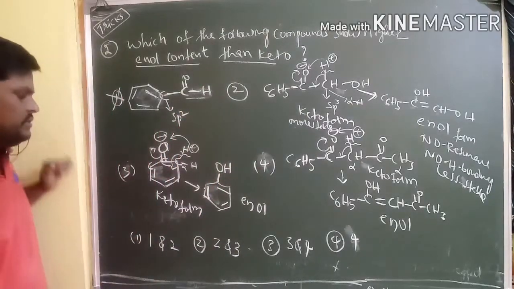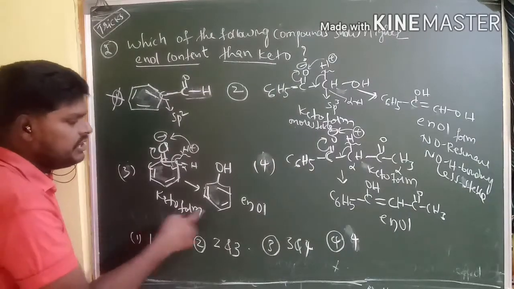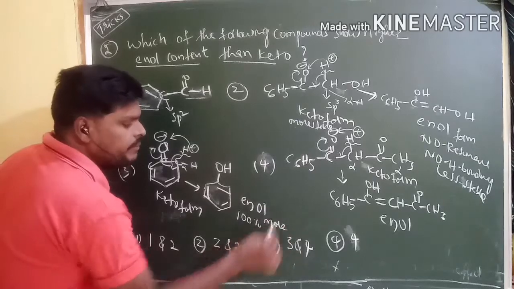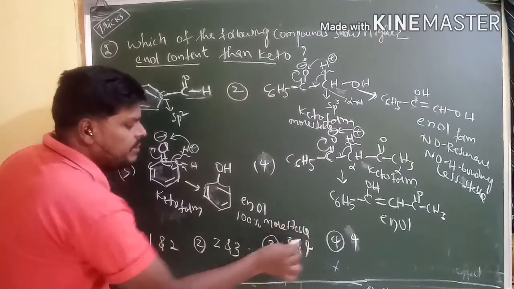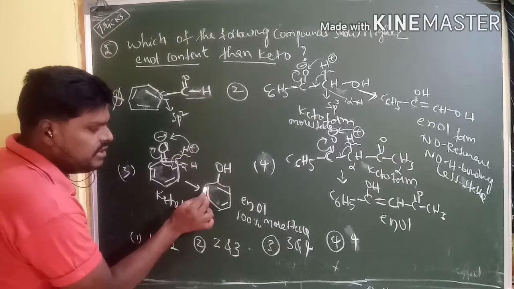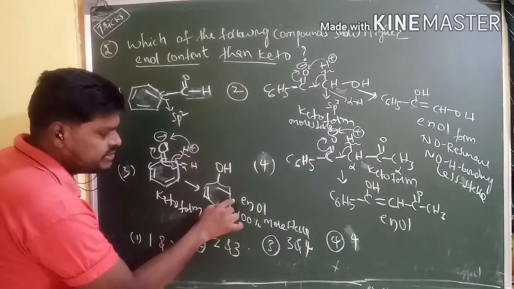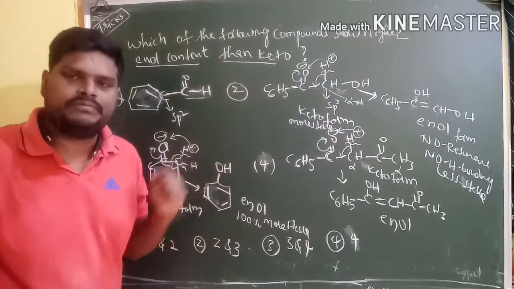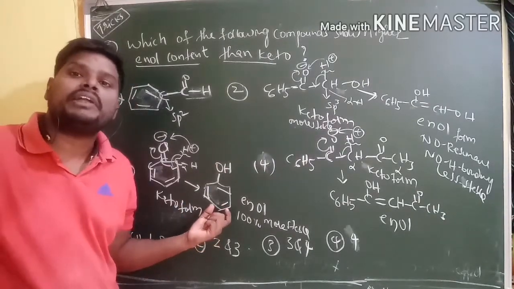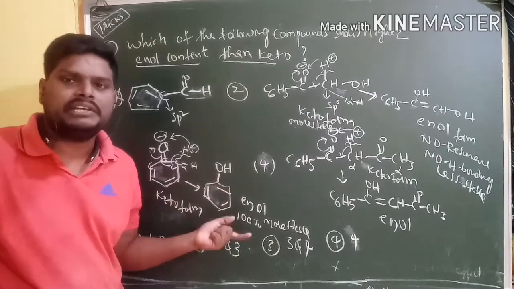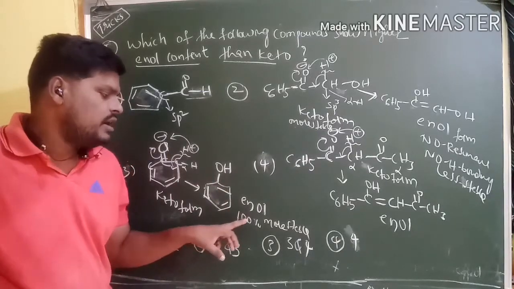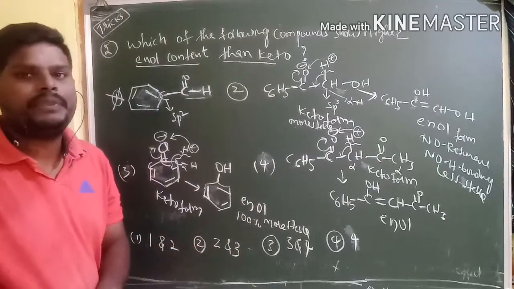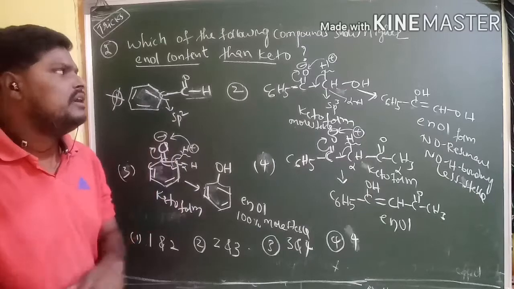Now coming to the third one. Here the enol form is 100%. It is the most stable enol form compared to the ketone. Why? Because of the benzene rings. Conjugation is there: double bond, single bond, double bond, single bond, double bond, single bond. That's why it is involved in resonance, more stable. And moreover, it is aromatic in nature. So benzene is aromatic in nature and has resonance. That's why it is 100% enol form, more stable than keto form. So it is the correct option for this question.